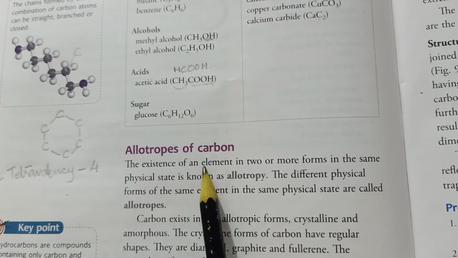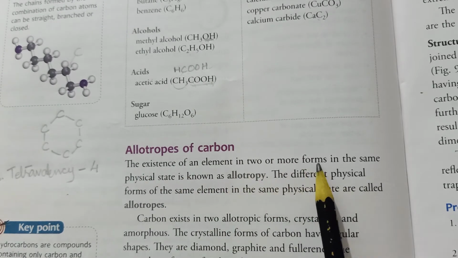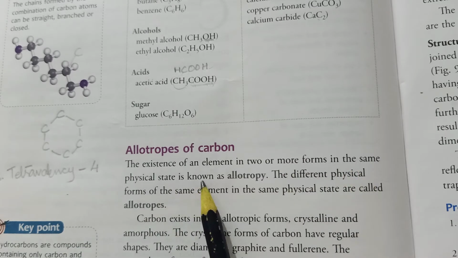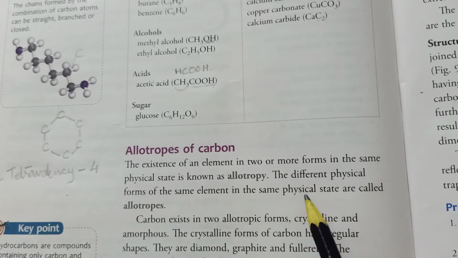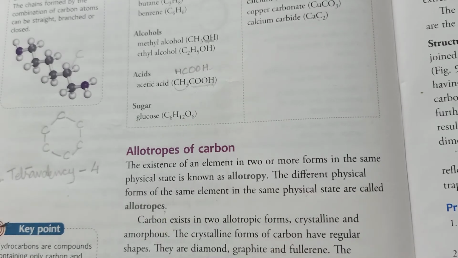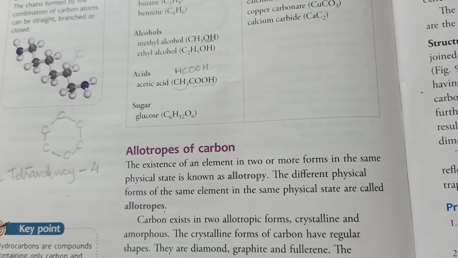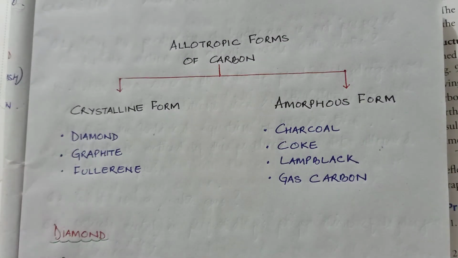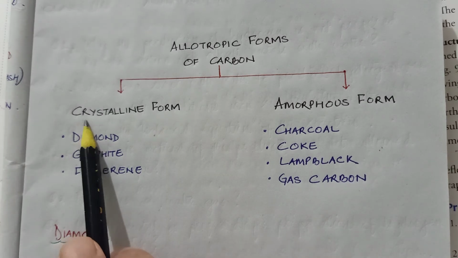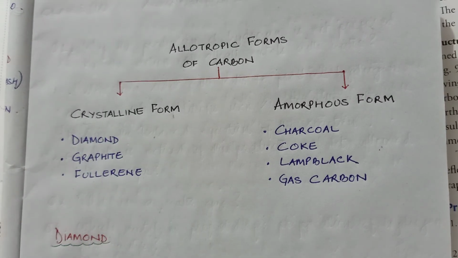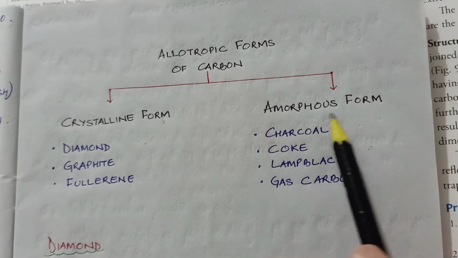So the existence of an element in two or more forms in the same physical state is known as allotropy. And the different physical forms of the same element in the same physical state are called allotropes. Now carbon can exist in two allotropic forms. The allotropic existence of carbon is, number one, crystalline form, and another one is amorphous form.